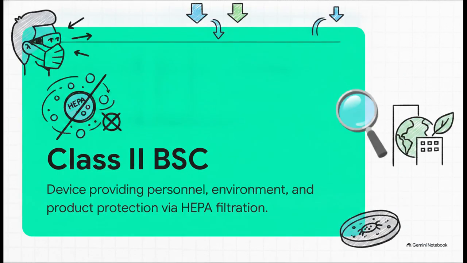Well, a Class 2 BSC is our primary containment device. It provides protection for the personnel, the environment, and the product itself. And it pulls off this engineering marvel through highly controlled airflow and HEPA filtration. It physically traps and prevents infectious aerosols generated right there during testing from escaping into the room and being inhaled.